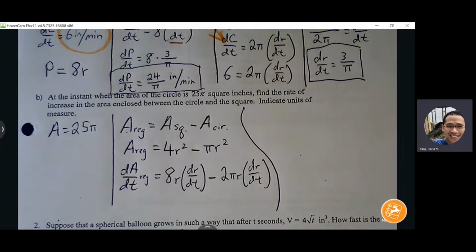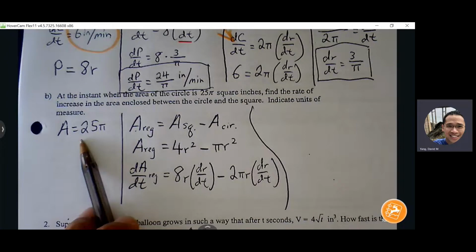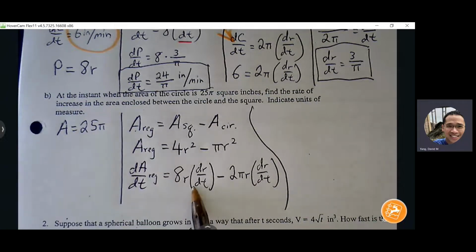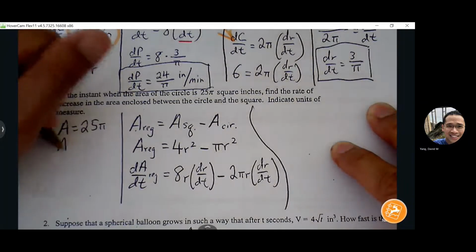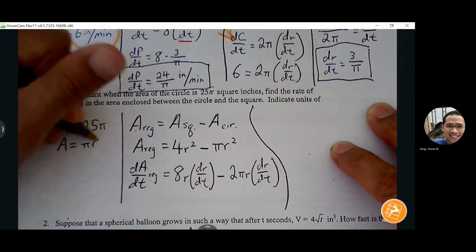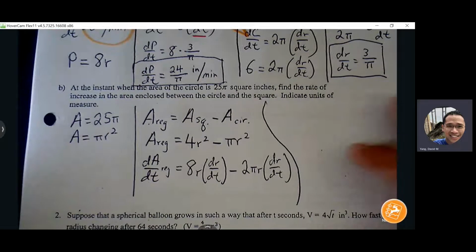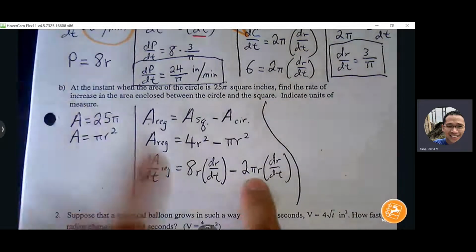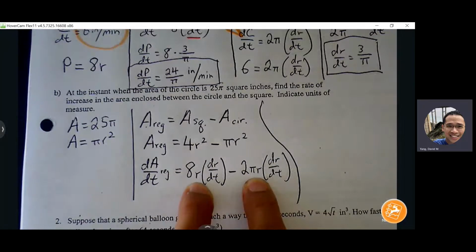And do we have something to help us get to the radius? Sure. It gave us the area of the circles at the moment in time, so we can therefore find the radius at that moment in time. Set those equal to each other, solve for r, and that r can be used for this derivative.